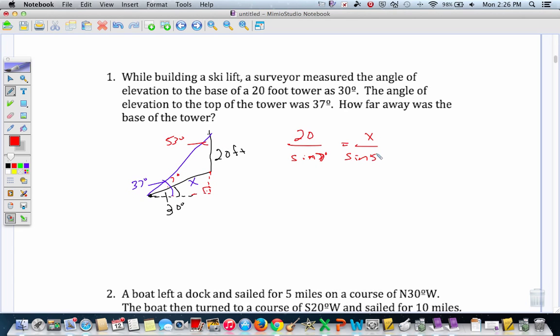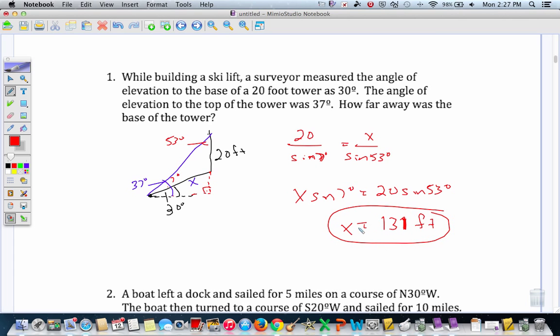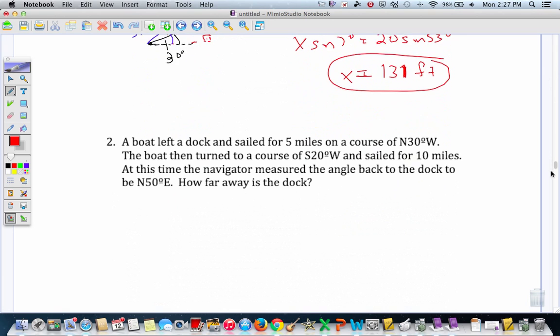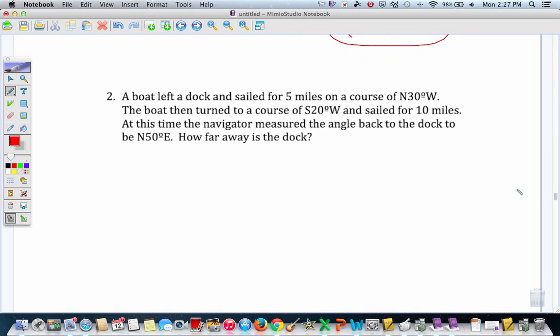So we're going to label this angle right here as 53 degrees, and that will give me my law of sines set up. X times the sine of 7 degrees equals 20 times the sine of 53 degrees, and we'll solve for x, and x is going to be equal to about 131 feet. All right, so let's keep moving on here.